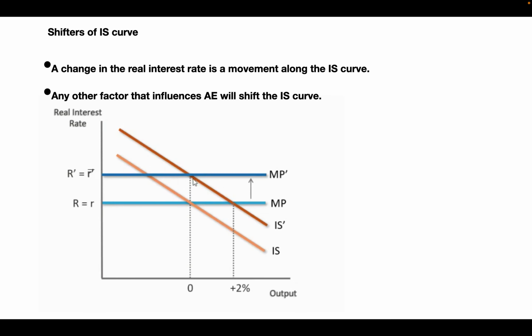So, what would be the shifters of the IS curve? There are actually two factors that will impact it. The first one is a change in the real interest rate, because it will make a movement along the IS curve. And another is that any factors that impact aggregate expenditure will also impact the IS curve. For example, suppose government spending decreases, it will lead to aggregate expenditure decreasing, and eventually the IS curve will shift to the left. If investment is increasing, which means aggregate expenditure will also increase, the IS curve will shift to the right.